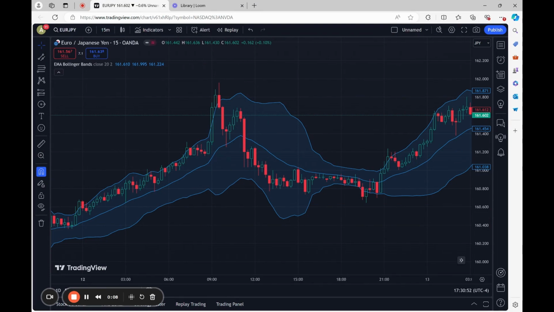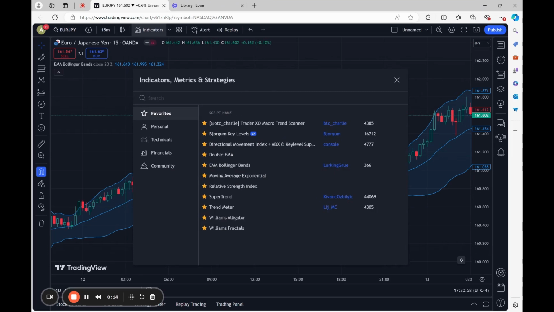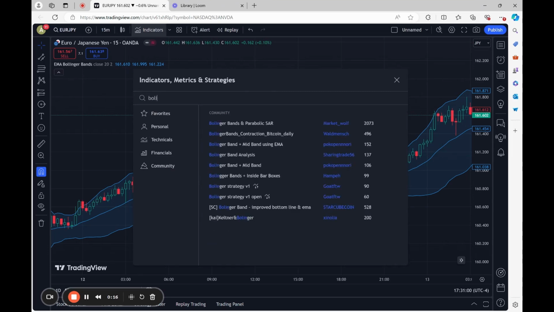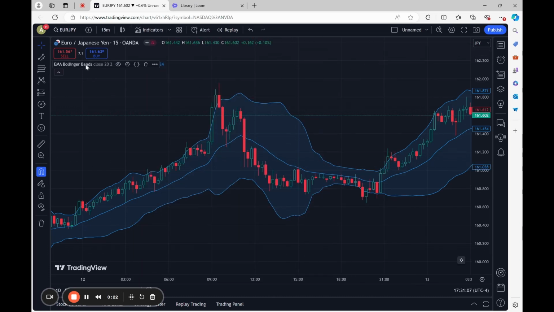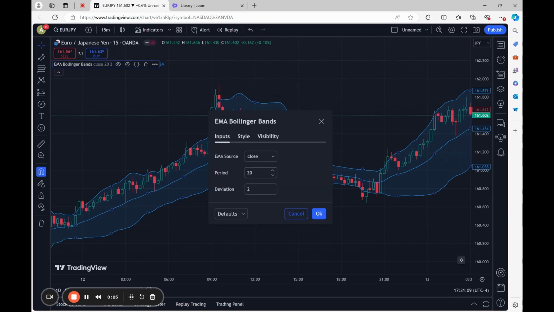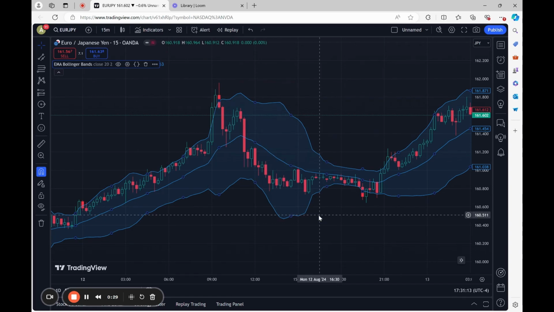So now we have our first volatility indicator, which is the Bollinger Bands. And to activate this, you're going to want to search out Bollinger Bands and EMA Bollinger Bands right here. And we already have that activated on here. And so we're going to want to go to the settings. We're going to want to set the period to 20 days and the deviation to 2.